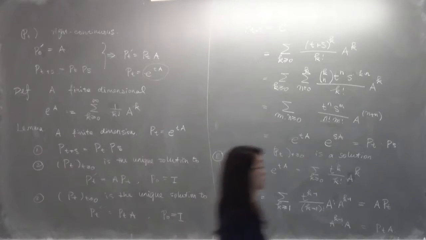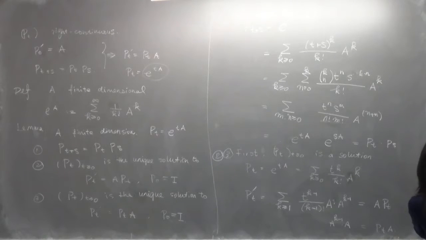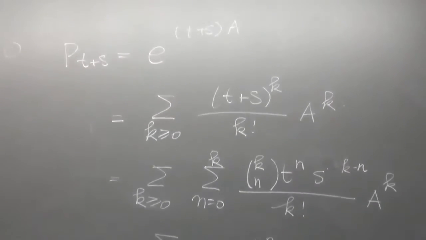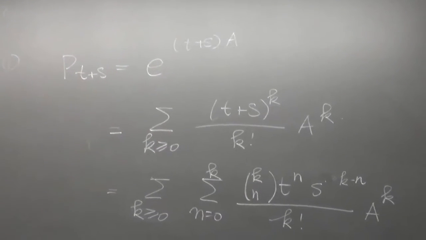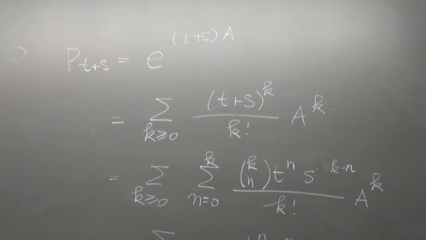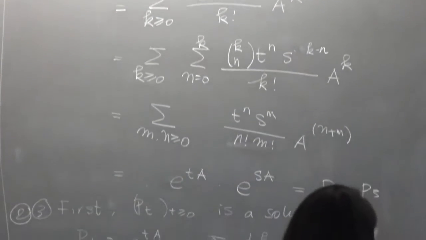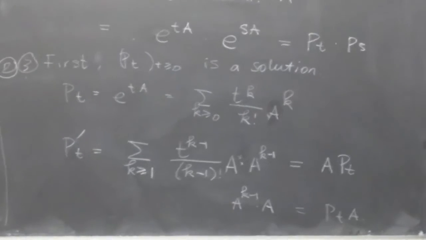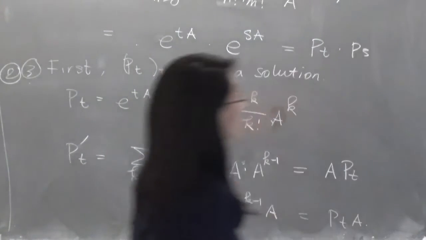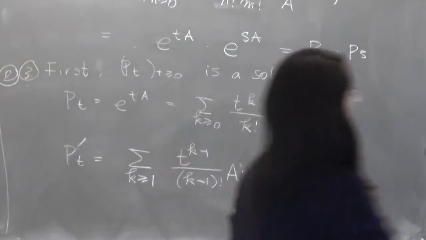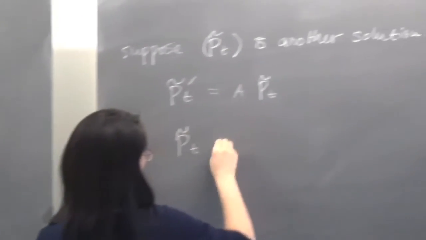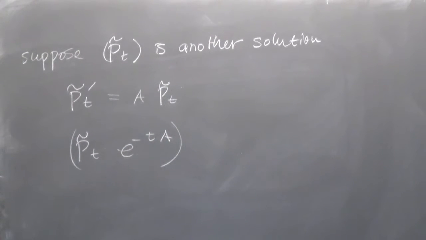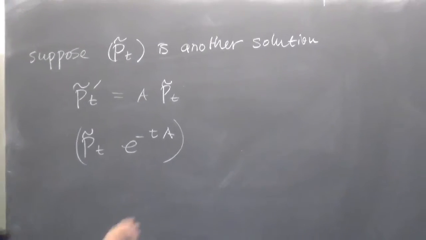So suppose there is another solution. Suppose P̃_t is another solution. Then since it is a solution, we know that P̃_t derivative equals A times P̃_t. And now we take the product of P̃_t times e to the power minus tA, and then we take the derivative.